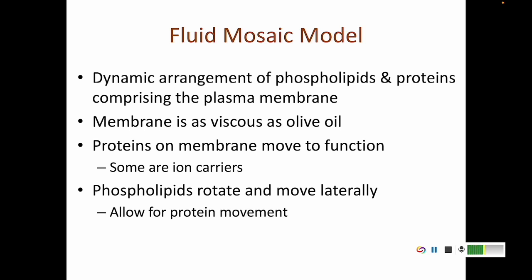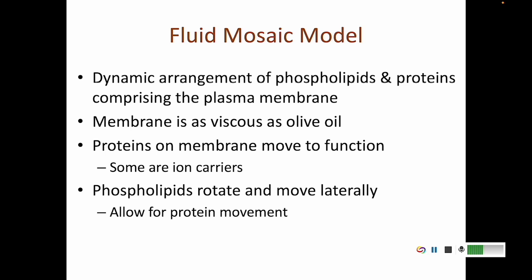So the cell membrane is often discussed in terms of a fluid mosaic model. So fluid means it's dynamic, it's moving, it's about the consistency of olive oil. And mosaic means it's made of different things. Those things it's made of are phospholipids and proteins. So a bilayer, a phospholipid bilayer with embedded proteins. Because it's fluid, the proteins are able to move around the membrane. Sometimes that's important to be able to function.